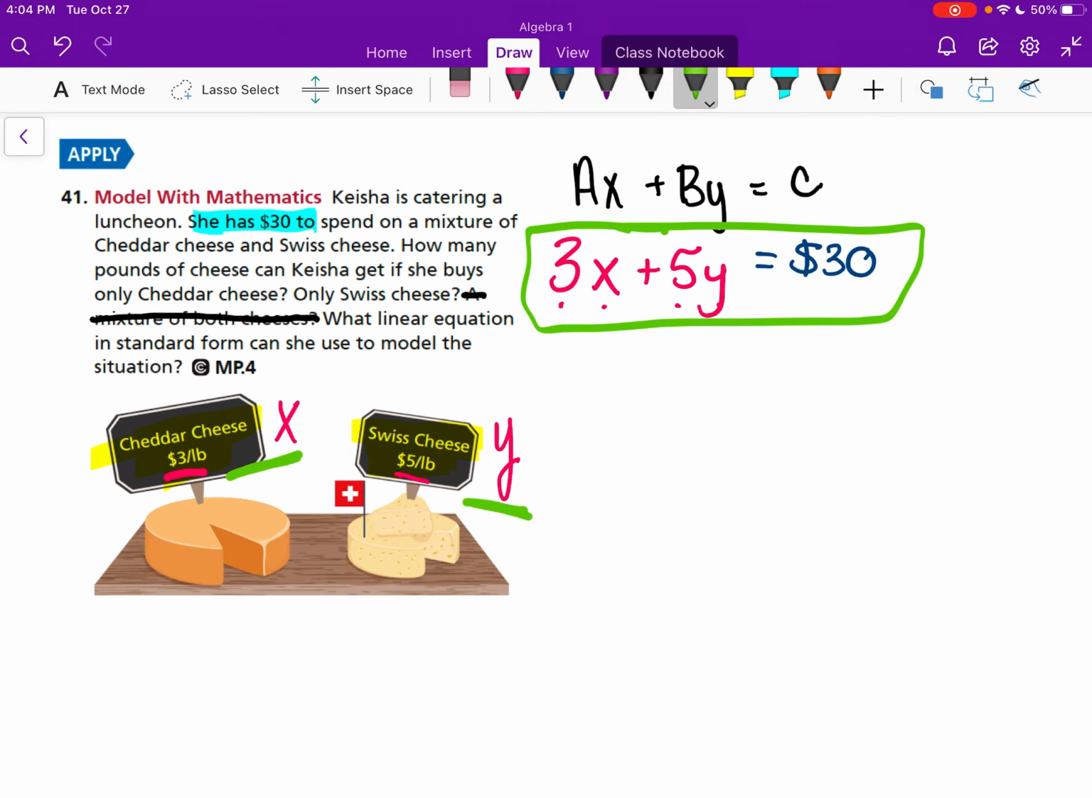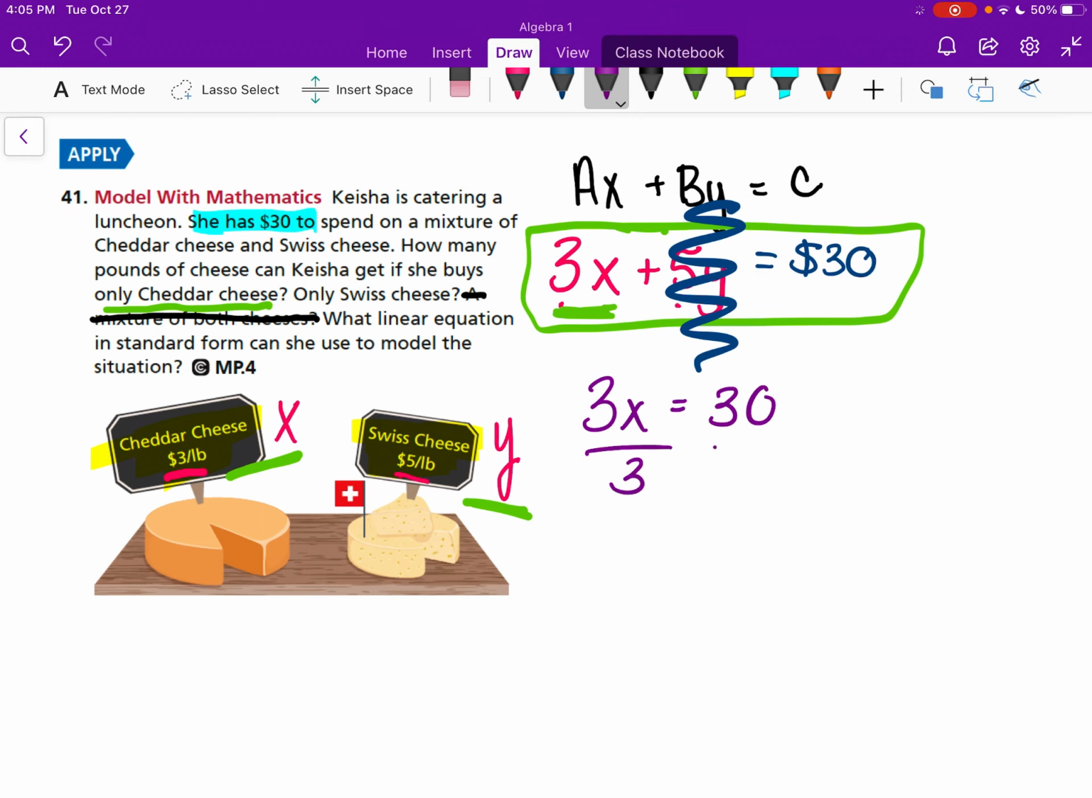So let's apply that. If we wanted to know how many pounds of cheese she can get if she only buys cheddar, that means when we only have x and we don't have y. That's like when we cover up the y. We don't have it. That would mean 3x equals 30. We divide by 3. x would equal 10, which means she could get 10 pounds of cheddar.